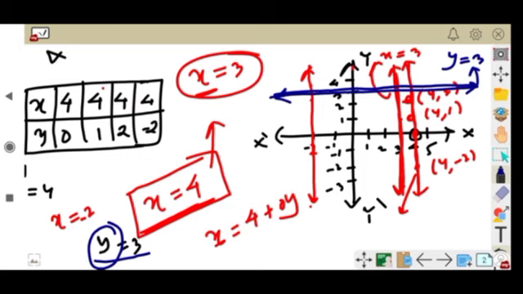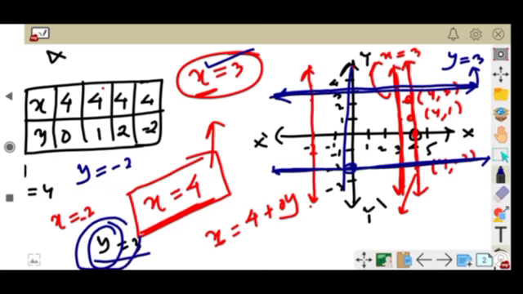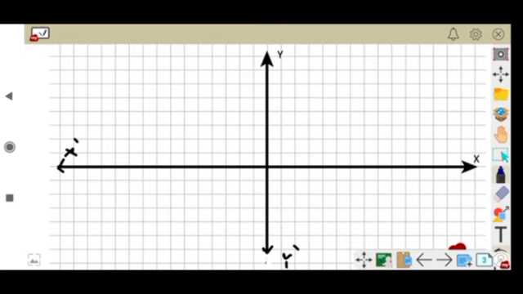If I give you now y equal to -2, how will you get it? You'll get a line passing through this point, and this line will be parallel to the x-axis. So when it is given in terms of x, the line will be parallel to the y-axis. When it is given in terms of y, it will be parallel to the x-axis. So let me show you here clearly once.